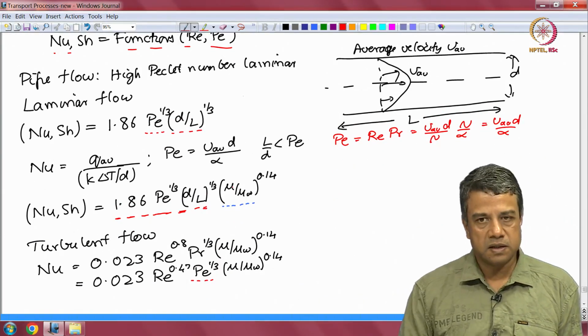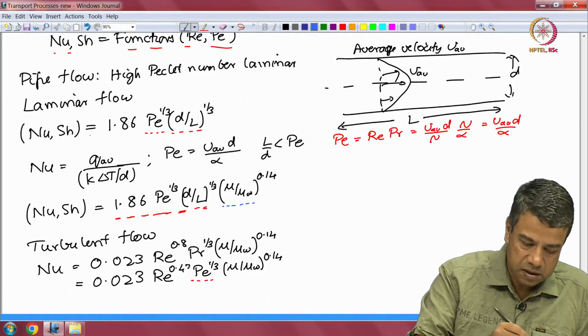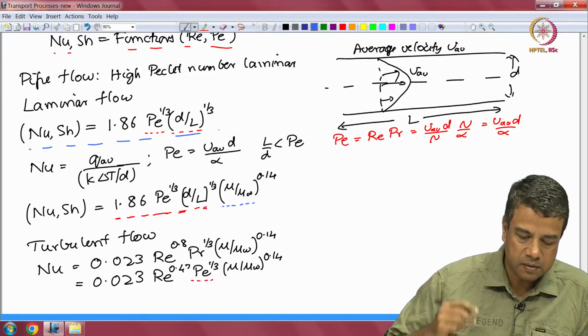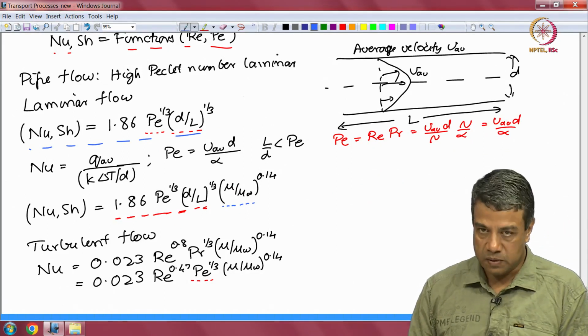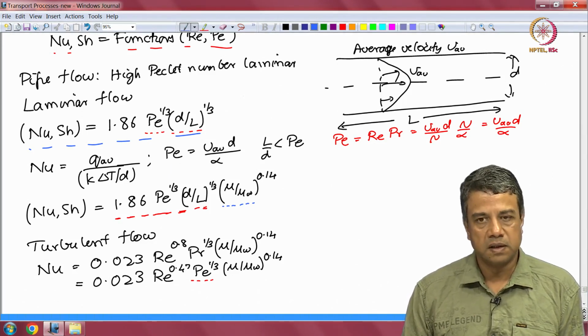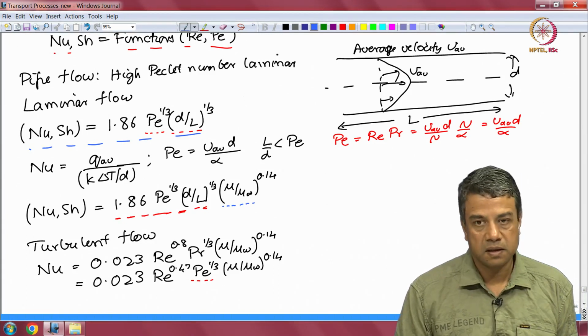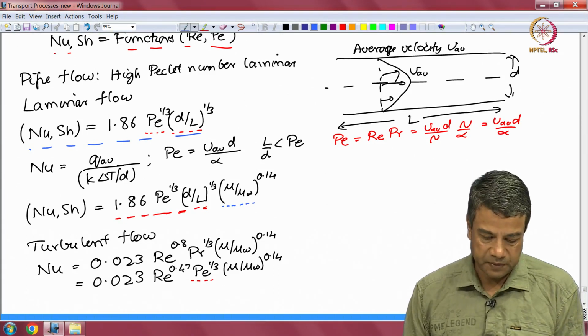We had looked at correlations for pipe flow. For laminar flow, the Nusselt number or the Sherwood number depends only on the Peclet number to the power 1/3, because there is a no slip condition at the surface, times a factor that is the ratio of the diameter and the length, that to the 1/3 power.